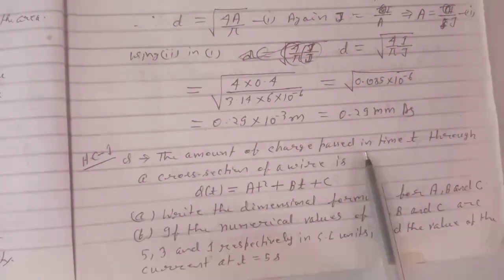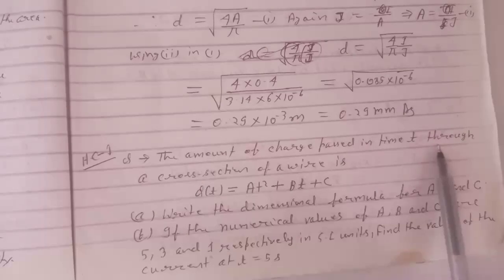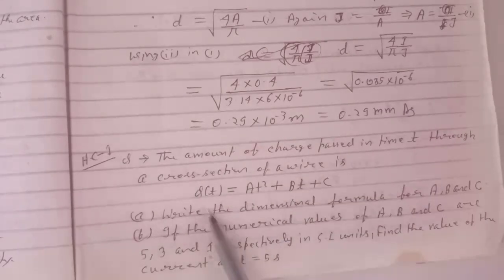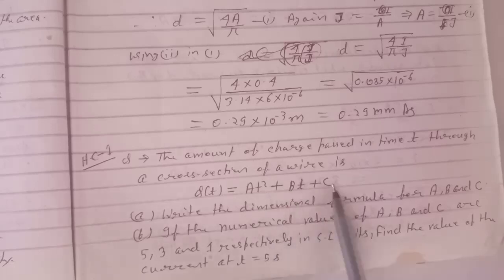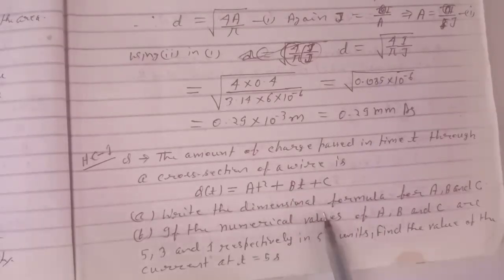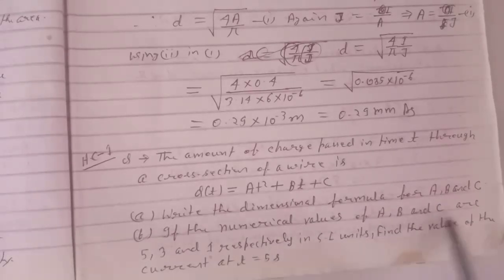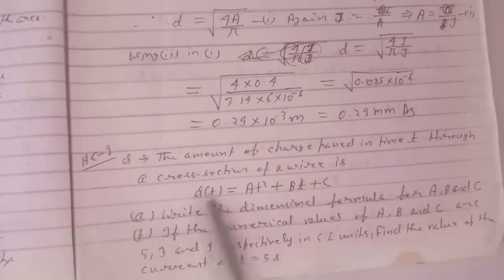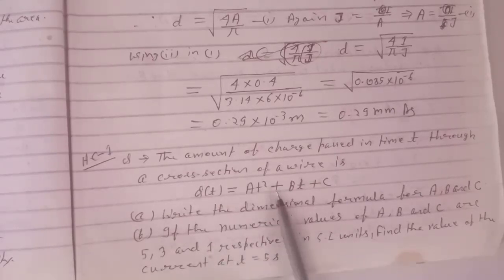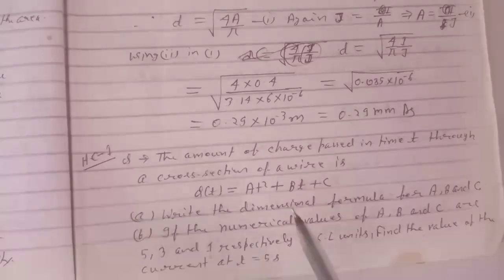The amount of charge passed in time t through a cross section of a wire is given by q(t) equals a into t square plus b into t plus c. A. Write the dimensional formula for A, B and C. B. If the numerical values of A, B and C are 5, 3 and 1 respectively in SI unit, find the value of the current at t equal to 5 seconds. In this problem, current is a function of time, so we have to find the current and also the dimensions of A, B, C.